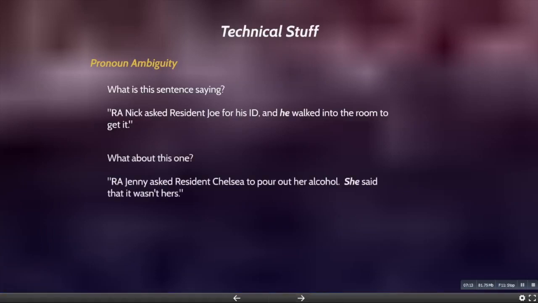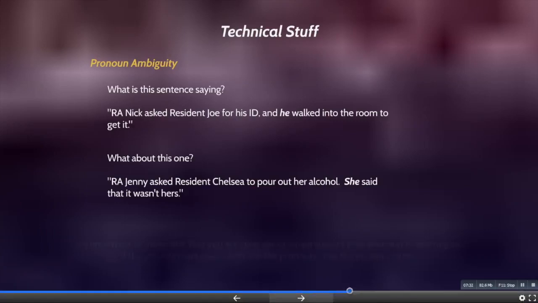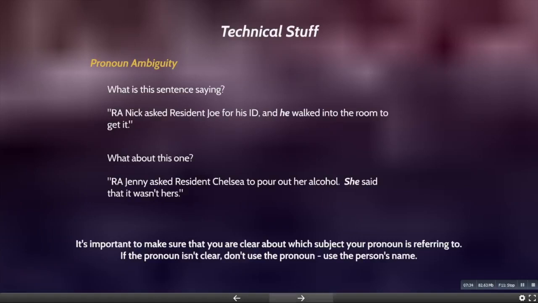Now consider, "R.A. Jenny asked resident Chelsea to pour out her alcohol, she said that it wasn't hers." Again, we don't really know who is saying what and who is doing what, and who the alcohol belongs to. It's very difficult to determine who is responsible when we have this ambiguity. So it's important to make sure that you're clear about which subject your pronoun is referring to. If it isn't clear, don't use the pronoun, use the person's name instead.